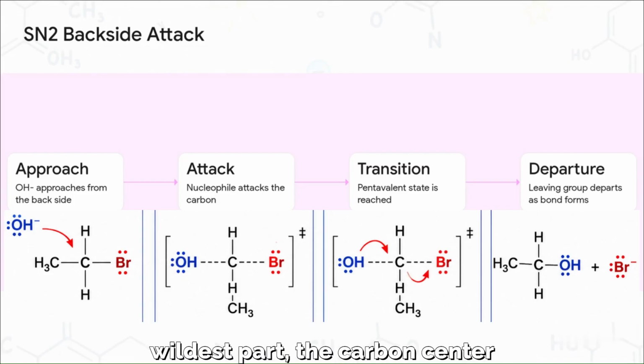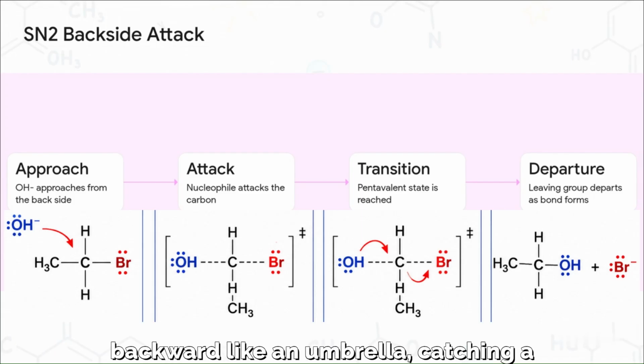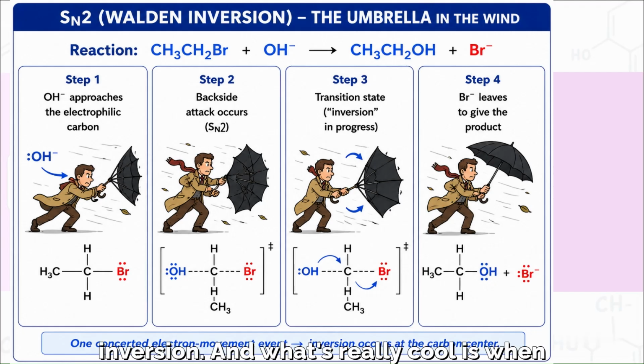The wildest part? The carbon center physically inverts. It literally snaps backward like an umbrella catching a huge gust of wind. Chemists actually call this specific flip a Walden inversion.